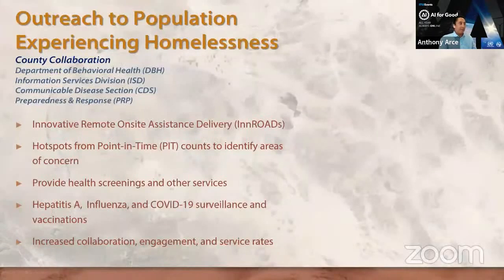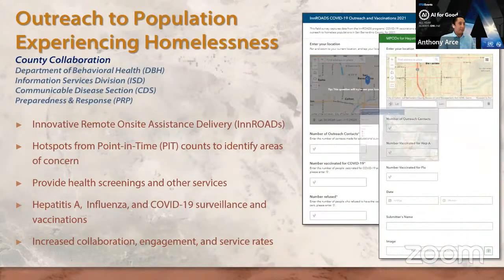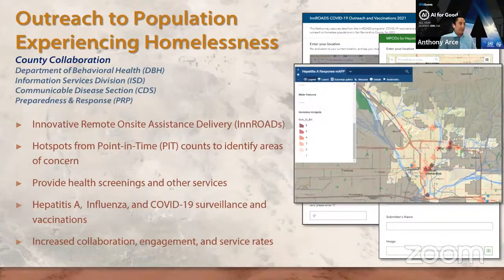And then the thing that we want to call our attention to specifically is our efforts in outreaching to the population experiencing homelessness. Historically, we had them come to us for services, but we realized that there's a lot of barriers with that. And then we wanted to rethink our approach and think about going to where they tend to congregate, or where there's the most at risk. And this is what we did through our innovative remote on-site assistance and delivery program, otherwise known as Inroads. So we collected field surveys and used applications, and ultimately used point-in-time counts to identify hotspots of those areas and concerns. And then with that data, we were able to engage and work with that population and provide wraparound services.